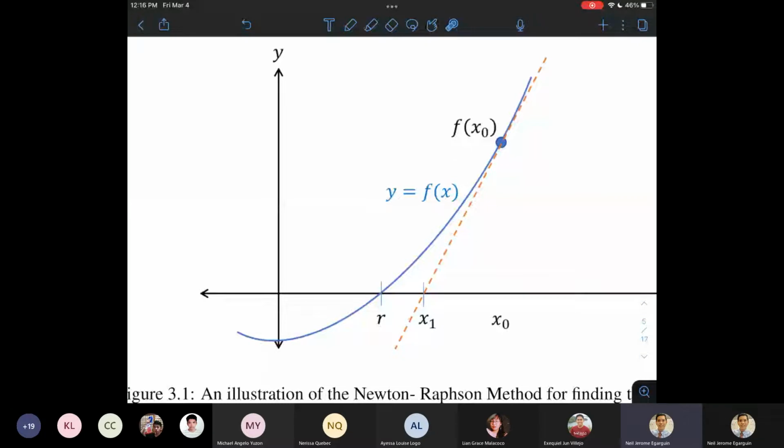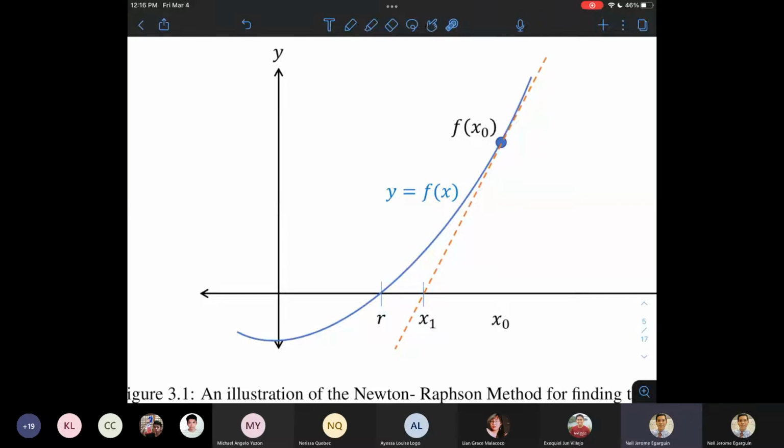Basta alam mo lang dapat may root yung function. Okay? Now we are trying to get the root r. Ang idea nito ay, di ba dun sa regular fallacy, kinukuha natin yung line passing through yung dalawang endpoints. And we use the intercept of that line to be our estimate.